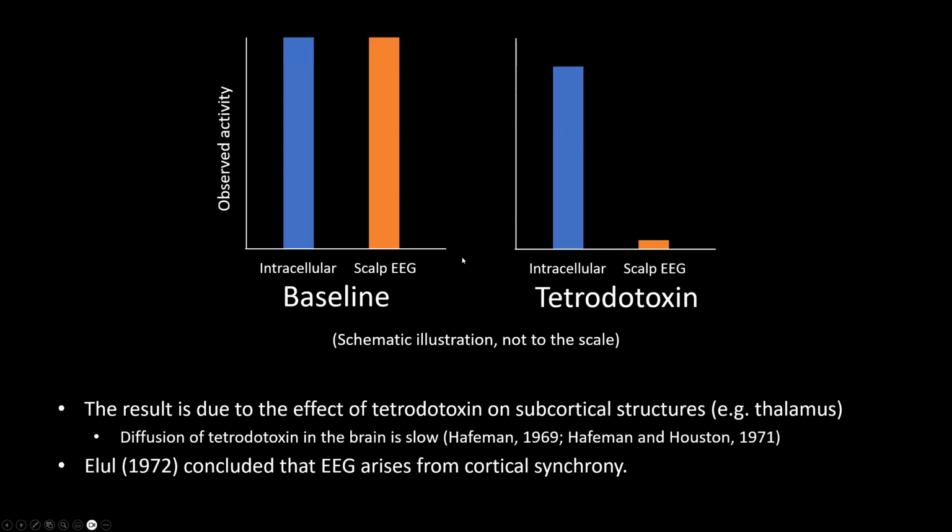So if I summarize the point, it's going to be like this. This is an exaggerated schematic illustration. But the point is that the claim is that intracellular activities were less affected, but scalp EEG was very much affected. So they concluded that tetrodotoxin actually affects cortical synchrony and not the spiking activity per se. And I think this argument is a bit strange, but this is a very highly valued study in the field.